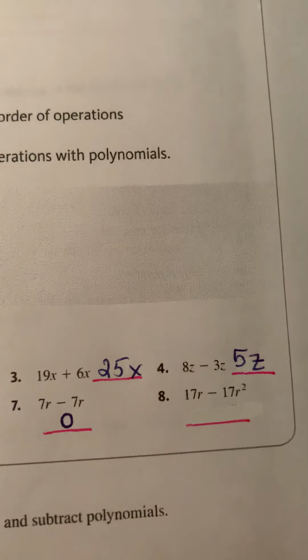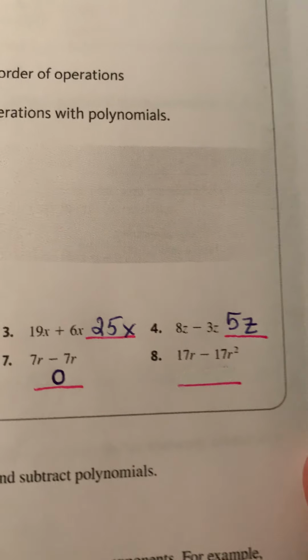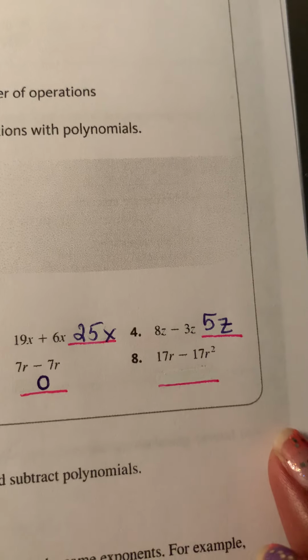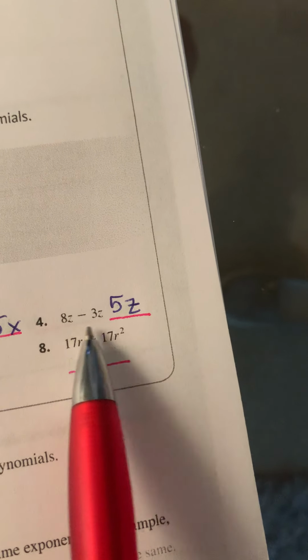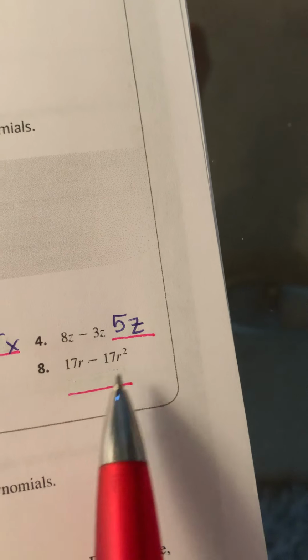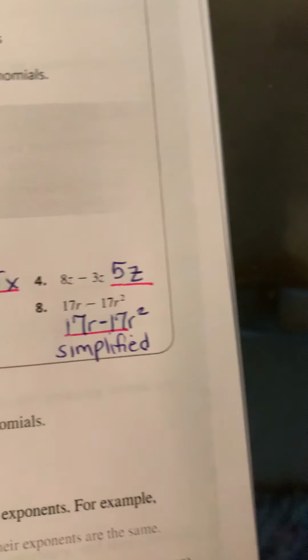What about number 8? 17r minus 17r to the second power. Again, they are not the same. It must be r to the second power with r to the second power. This is also in simplified form. This answer is just how it's written. It's already simplified. There's nothing you can do. Just leave it alone.